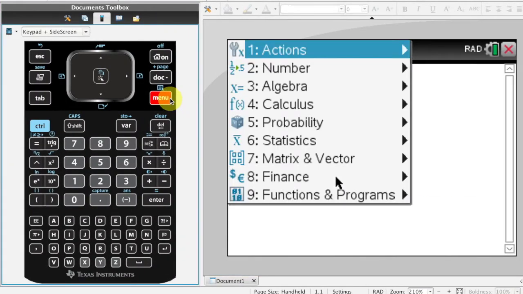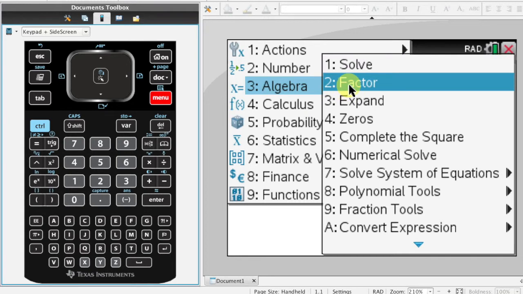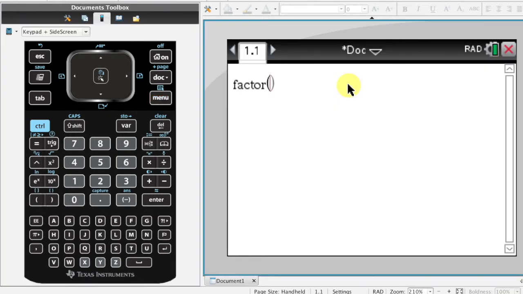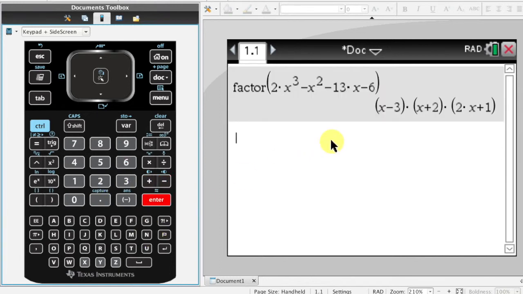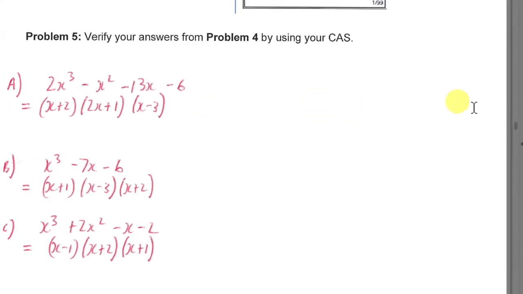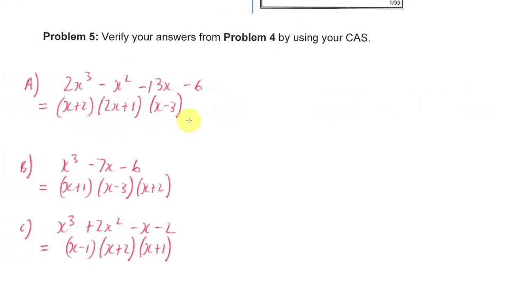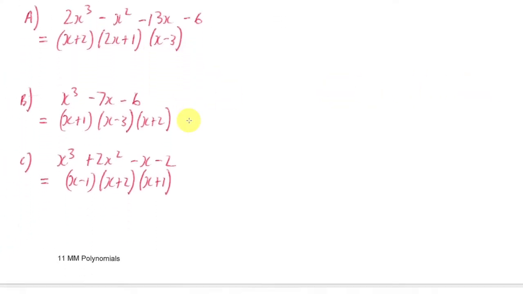So menu, algebra, factor, and I'm going to put in the cubic. So it's 2x to the power of 3 minus x to the power of 2 minus 13x take away 6. And there's my linear factors listed here. So very easy to do.